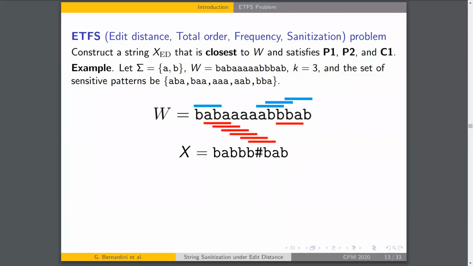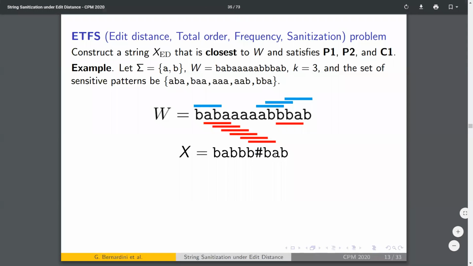Note that we have to use a separating character here between the last two patterns, because if we would leave that out, then we would create extra non-sensitive patterns like BBB, and we want that all the non-sensitive patterns over sigma are preserved and that we don't introduce any new ones. So we need a separating character here.